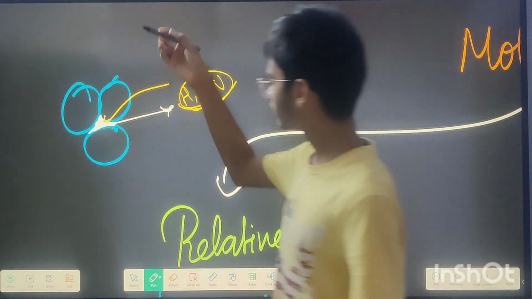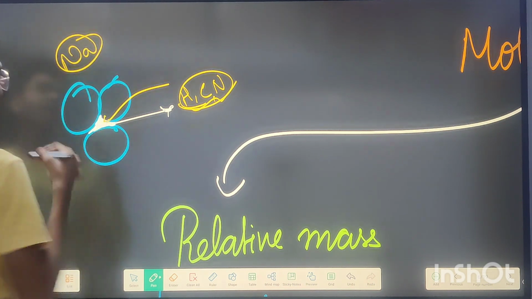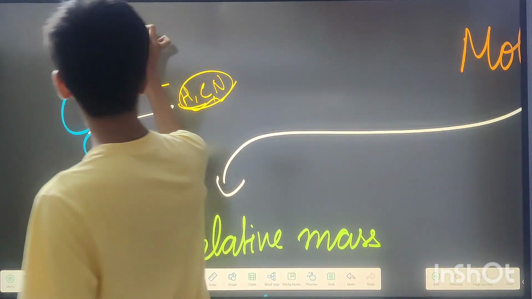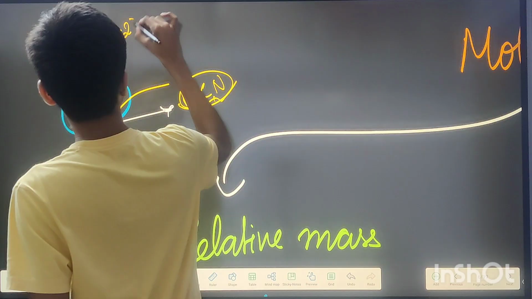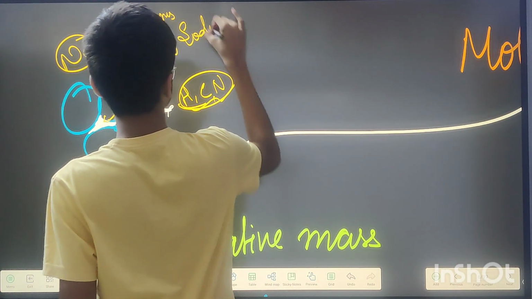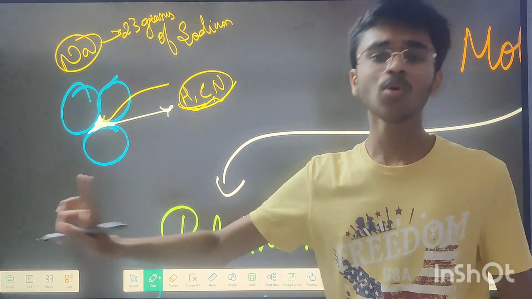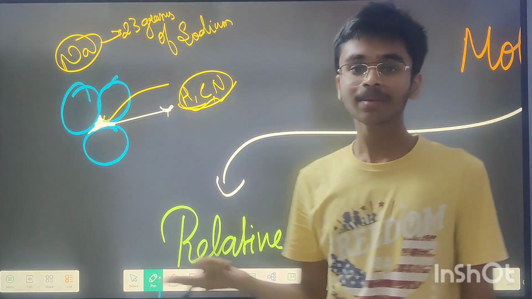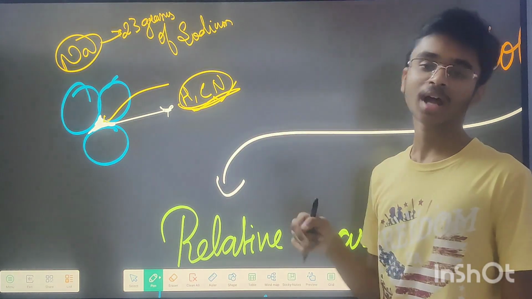So for example, I will take sodium. In 23 grams of sodium, there is no guarantee that only sodium is there. There can also be some other compounds like this. There can be some other culprits like hydrogen, carbon and nitrogen.